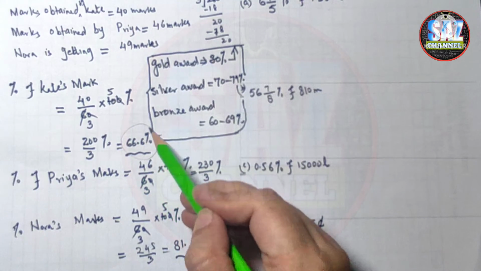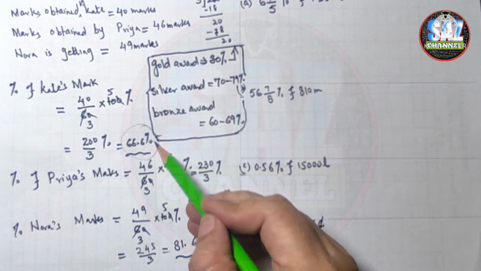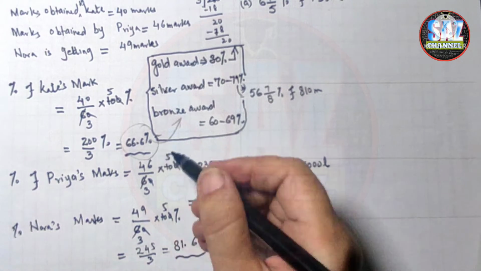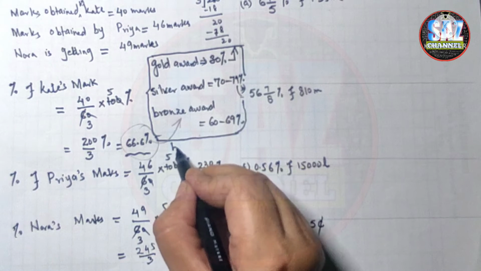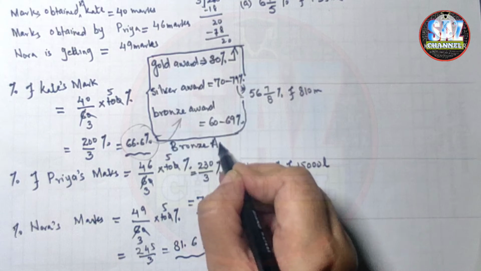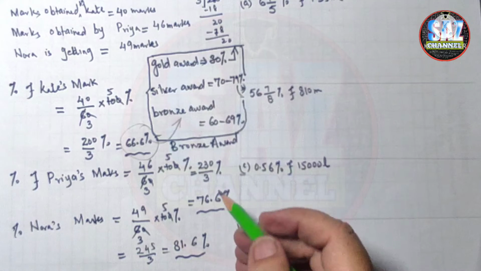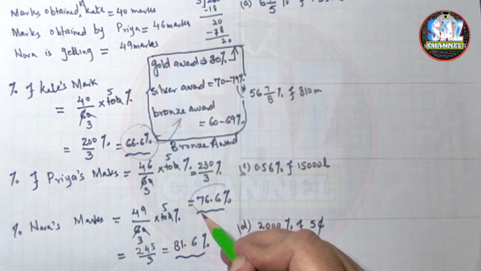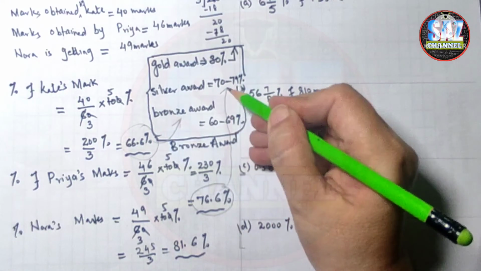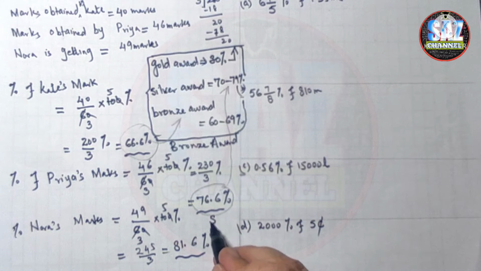Kate, the first one, is scoring 66.6%, and she is eligible for which award? She is eligible for bronze award. Okay, Kate will be getting bronze award. Moving to Priya. Priya is getting 76.6%. So she will be getting what? The range is in silver award, so she is eligible for silver award.